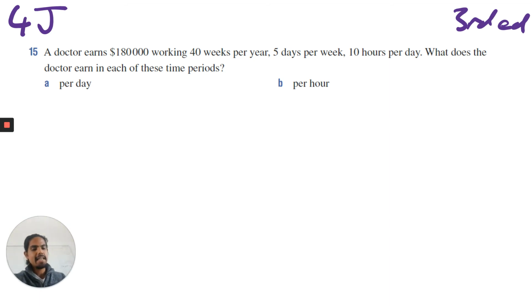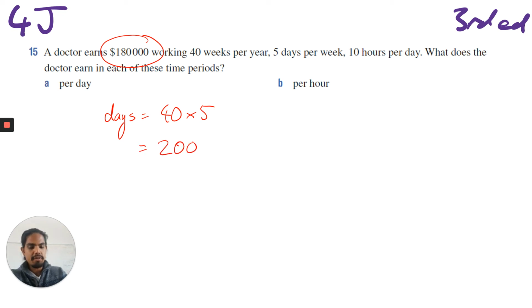So per day, how do we break this down? Well, I now need to find in how many days total does this doctor work? I know that he or she works 40 weeks per year, and each of those weeks has 5 days. So how many days total? So number of days equals 40 weeks. Each of those have 5 days. So that gives me 200 days total.